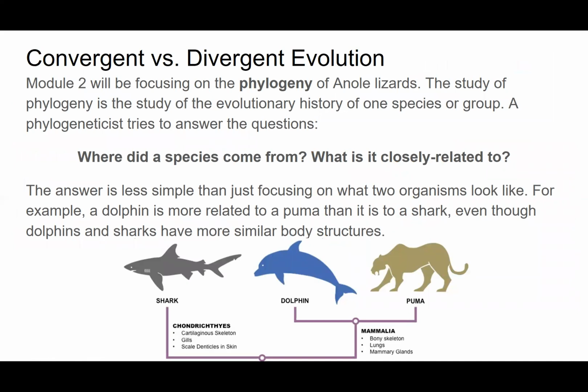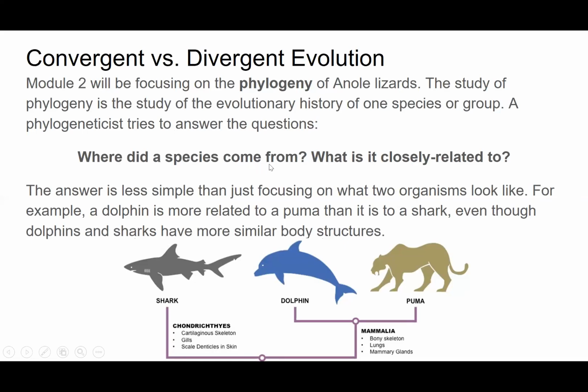Now, how is this going to be fitting in with evolution? To the types of evolution that we're dealing with, and they actually did talk about this in the video briefly, and that was convergent and divergent evolution. So in model 2, as you're focusing on what's called the phylogeny of the anole lizards, okay, phylogeny we're going to see is the relationship between organisms. You're going to be studying the phylogeny, and that's the study of the evolutionary history of one species or a group. And phylogenesis tries to answer those basic questions.